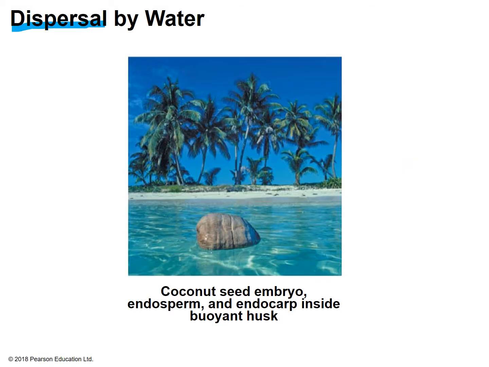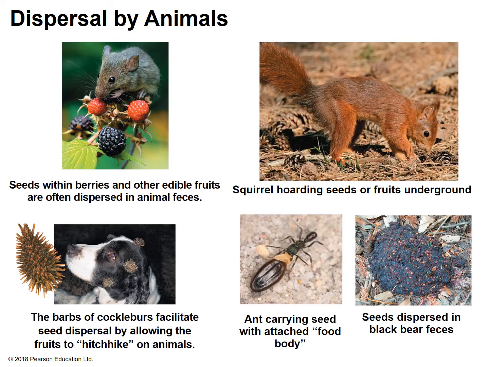Dispersal by water, the coconut seed: embryo, endosperm, and endocarp inside this. Dispersal by animals. Seeds within berries and other edible fruits are often dispersed in animal feces. Here we have seeds dispersed in black bear feces. A squirrel in this picture is hoarding seeds or fruits underground.